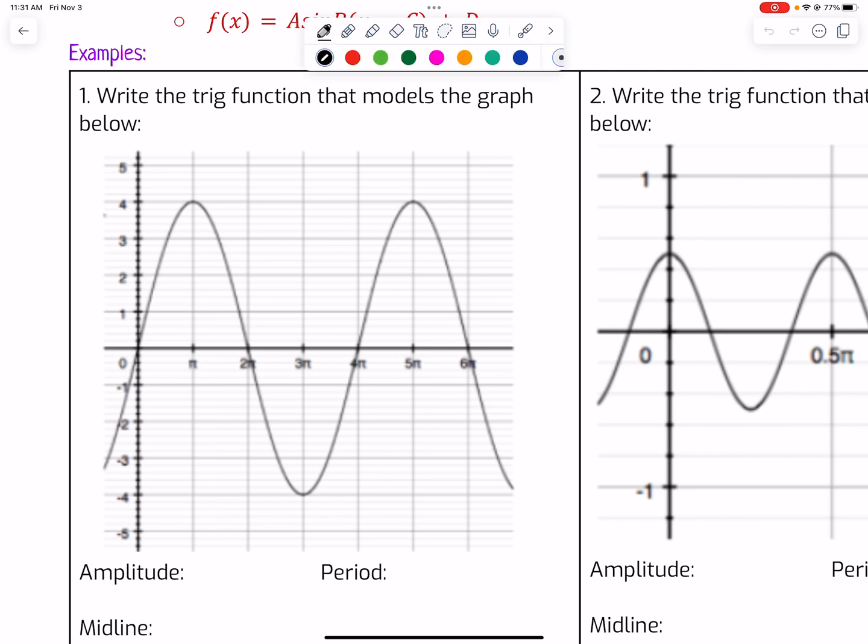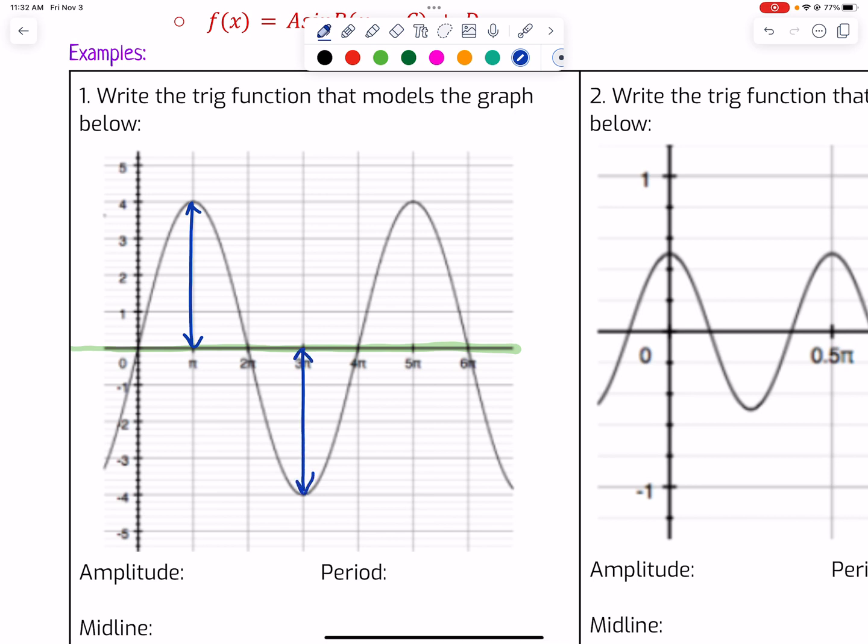So first, I'm going to grab my highlighter and I'm going to figure out what the midline is. So you can kind of visually see the middle, and then check and make sure you've got the middle by figuring out your amplitude. So the amplitude is from the midline, how far I go to get to the maximum and the minimum, and they should be equal. So I need to check and make sure the midline's in the right spot.